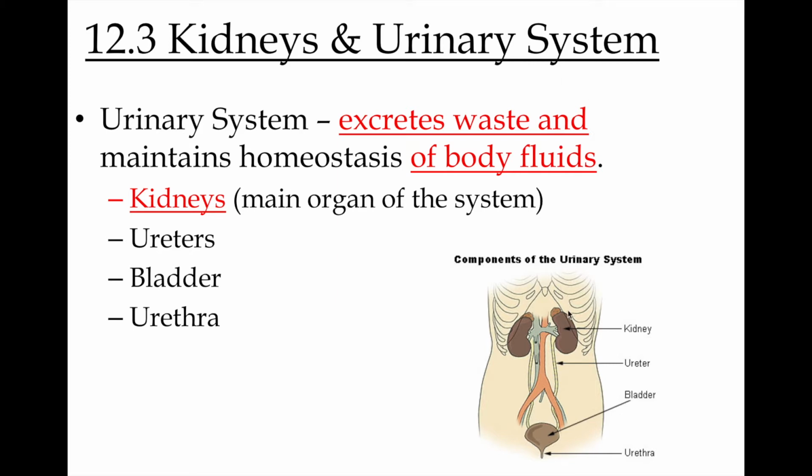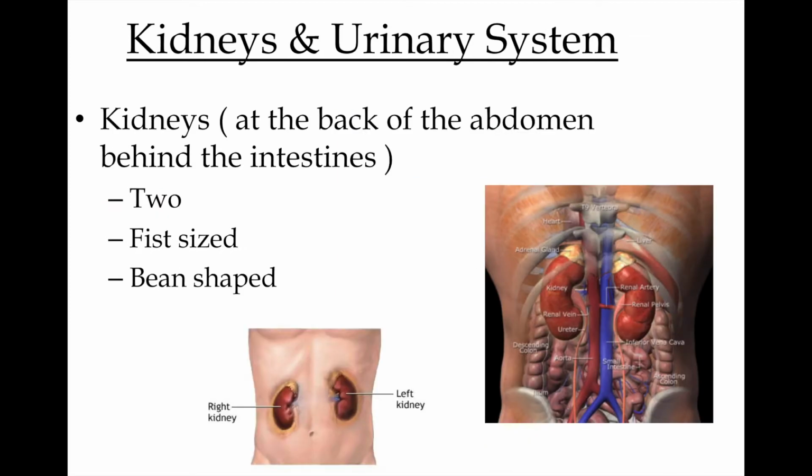It is made of two kidneys, the ureters, the bladder, and the urethra. And it is very important not to mix ureter with urethra. You have to differentiate between these two words. Don't confuse between them. Now, the kidneys are found at the back of the abdomen, and they are bean shaped and fist sized.